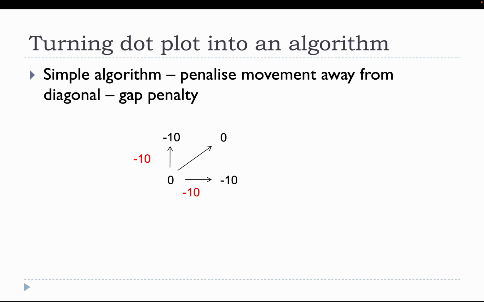Now, I'm just going to quickly take you through this for those of you interested. As I say, I'm not a mathematician or even a computer scientist. But if you wanted a simple algorithm, you could turn that dot plot into an algorithm by penalizing movement away from the diagonal, which is basically telling you that if you put a gap in to move it away from where position 1 is lining up with 1, 2 with 2, 3 with 3, and so on, there should be a penalty to stop you doing that. So you add a little penalty for doing that.